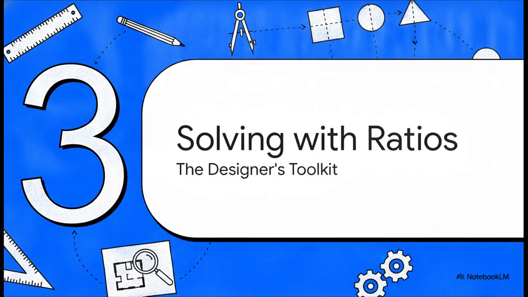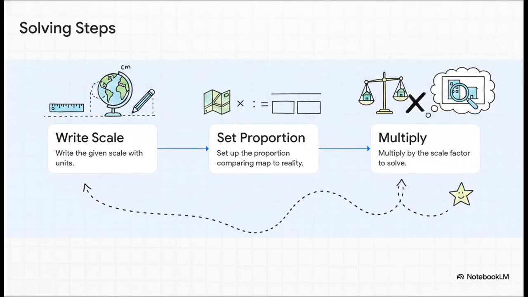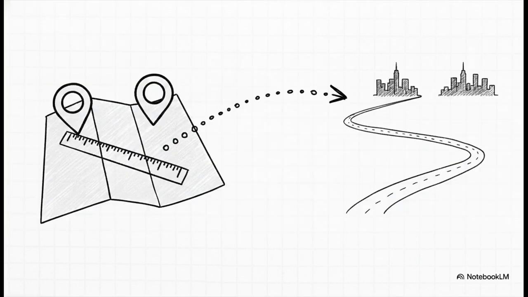Section 3, solving with ratios. Let's get into the designer's toolkit. Okay, we've got the theory down, so let's actually shift gears and solve a problem. There are 3 crucial steps you need to follow every time. Step 1, write the given scale, and you absolutely must include the units. Step 2, set up the proportion, comparing the map to reality. And step 3, multiply by your scale factor to solve. Strictly following this exact procedure, step by step, guarantees that your final blueprint or map calculation is going to be perfectly accurate.